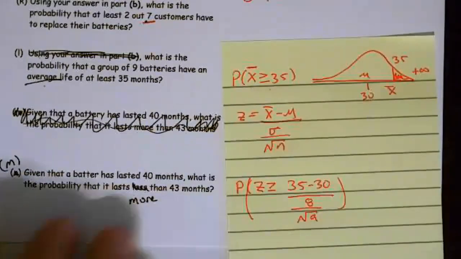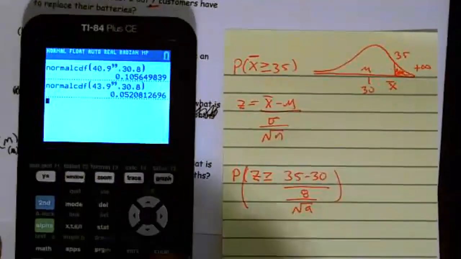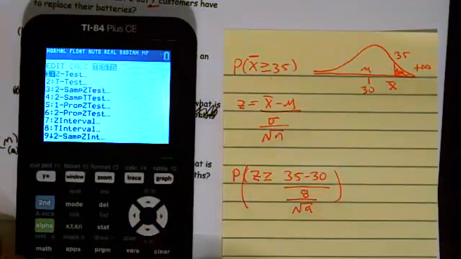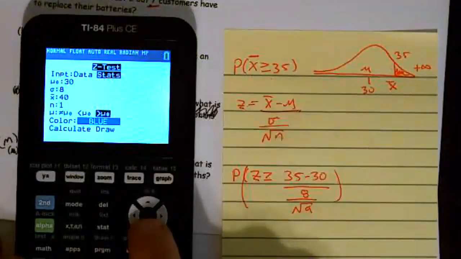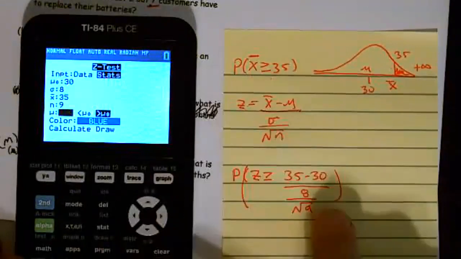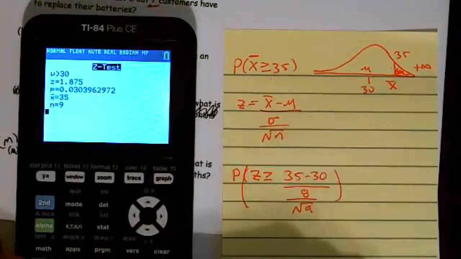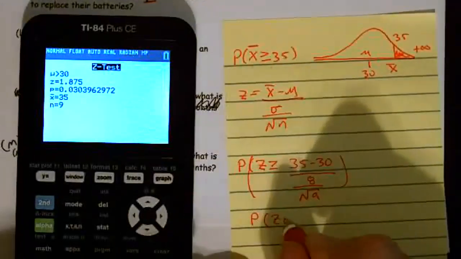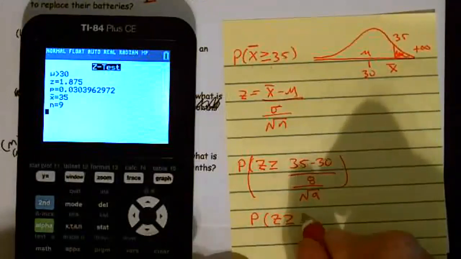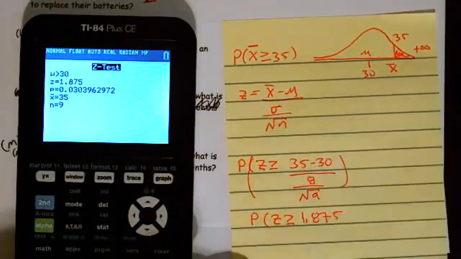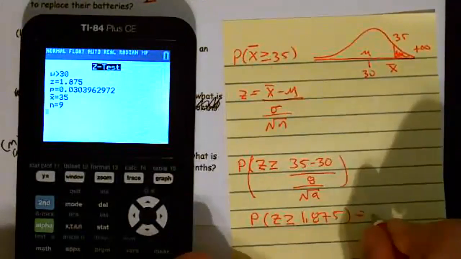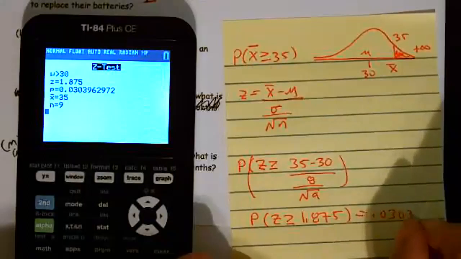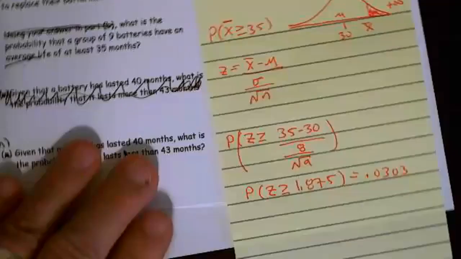All right, so I'm going to go to stat test Z test. Mean of 30, standard deviation of 8, X bar of 35, sample size of 9. We ended up needing a greater than this time. That's the way we shaded. So we have the probability that Z is greater than or equal to 1.875 equals 0.0303. Now, we always have to show our norm CDF.